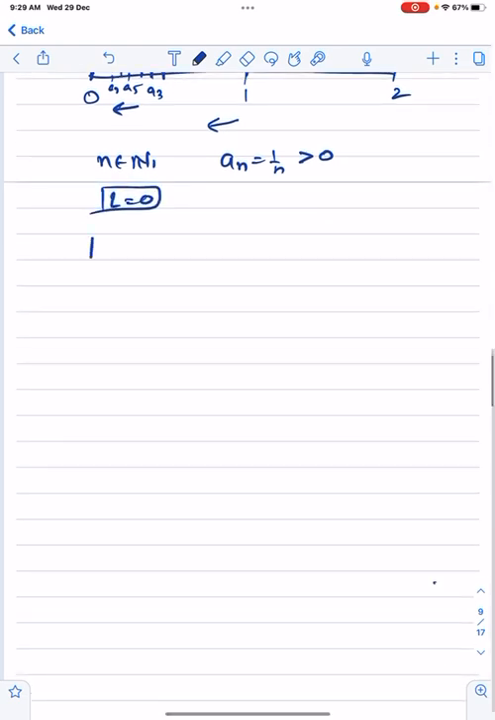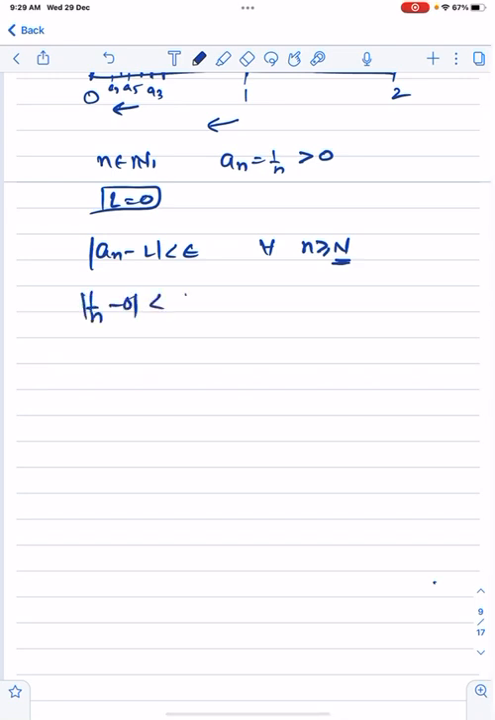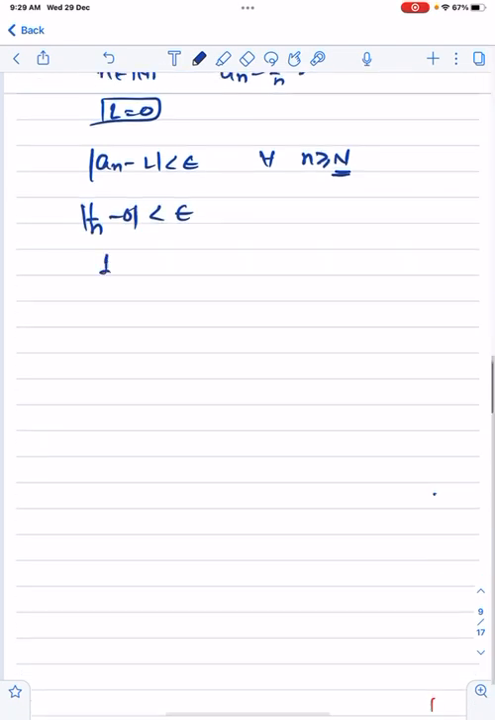So now you will use the definition. That means |an minus L| will be less than epsilon, okay, for all n greater than capital N. So your purpose is to find this capital N. So just put the values and let's see for what value of n this inequality will hold. Okay, so just reverse it.